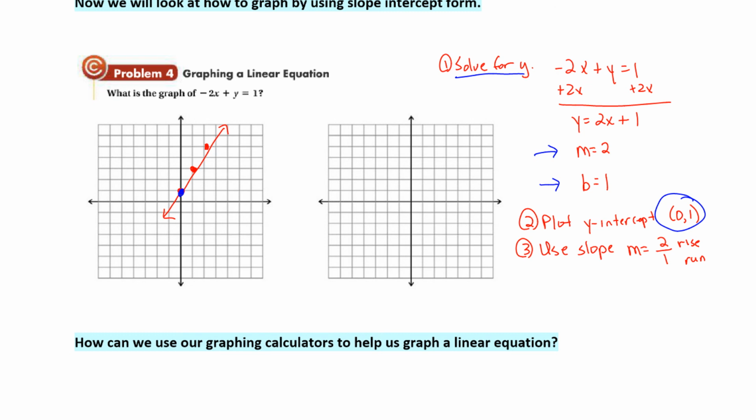Then I use my slope in rise over run form. So a slope of 2, if I write it as a fraction, is going to be 2 over 1. So that means I'm going to rise 2 and run right 1. And then I could do it again. Rise 2, run right 1. And I have the points of my line.